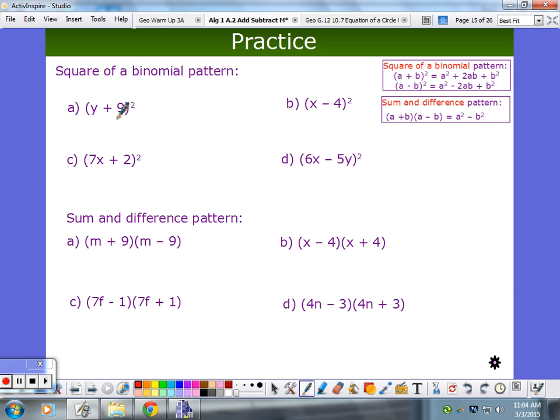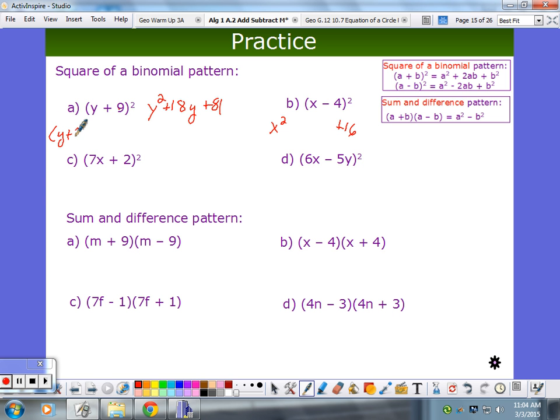So this one is a square, right? It's a binomial square. Square the first, square the last. I just find it easier doing it that way. 9 times y times 2. That's 18y. Square the first. What's 9 times y? 9 times 2. 18. Oh, I get it now.